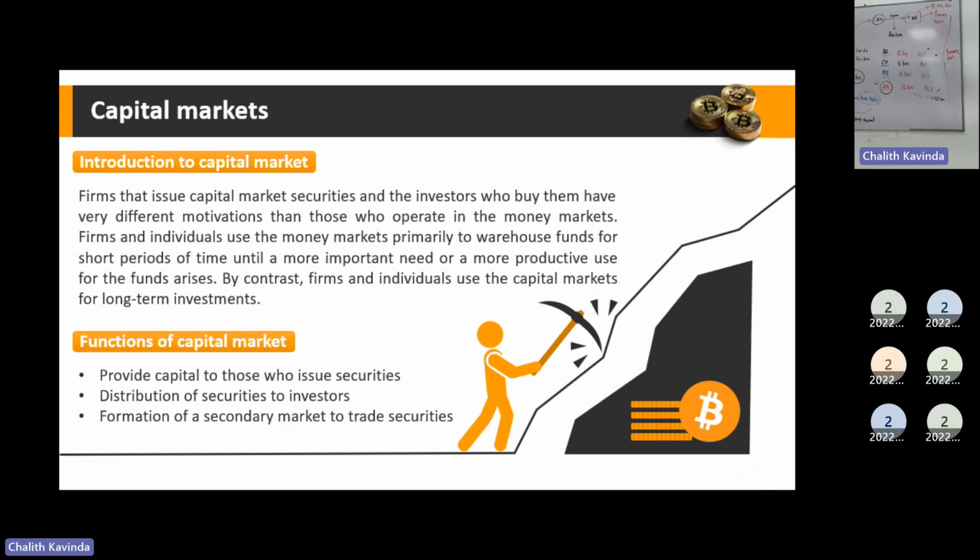Some of the functions of the capital market: provide capital to those who issue shares. If companies issue debentures or shares, they do so with the purpose of getting funds, and once they issue them, they can get the funds. Then the distribution of securities to investors. Once we purchase those shares, we are in the share register of that company, and it's a contract between the company and us. Then the formation of a secondary market to trade securities, which provides another platform to trade securities among investors. Among investors, that is the point you need to note here.